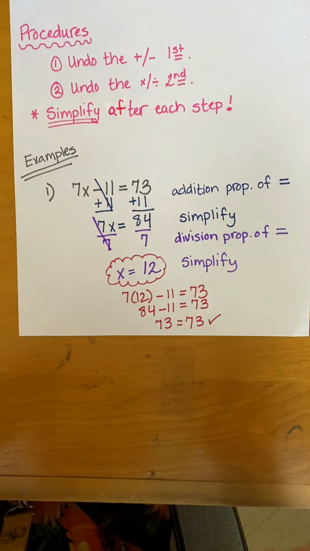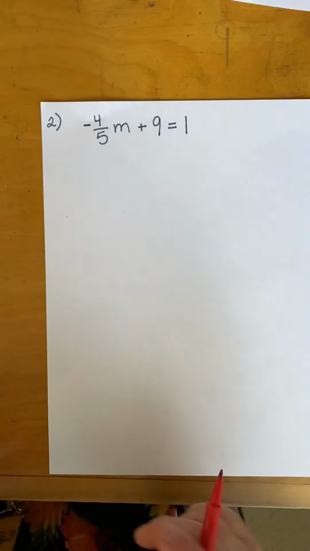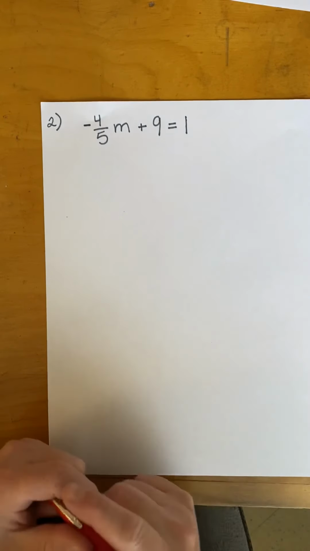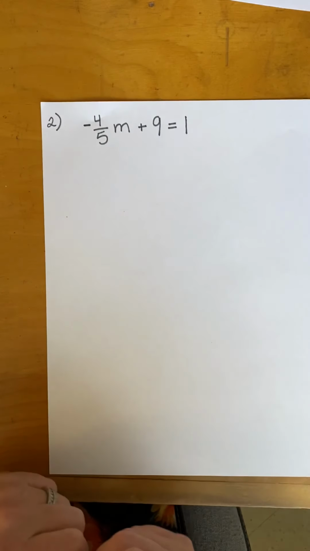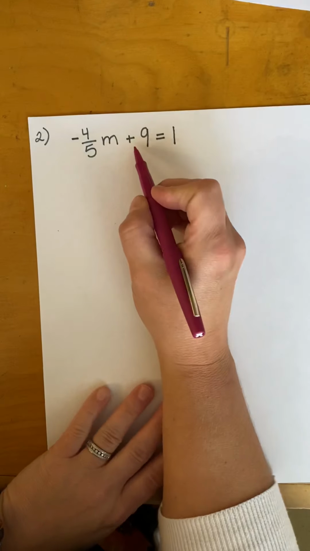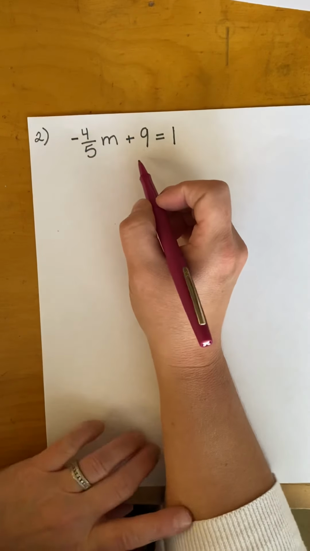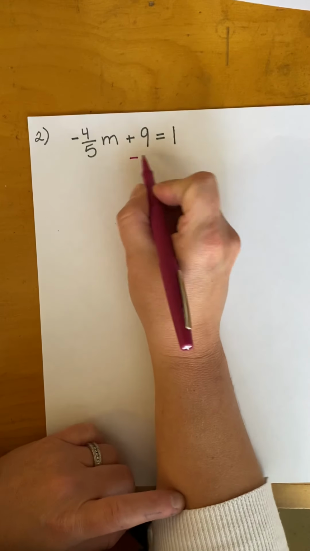All right, let's do another one. It's too easy for you guys. All right, so let's look at this one. I'm going to follow those same steps. This time I'm not going to label. You know what to do. We're going to undo the addition or subtraction. So see, I have this plus 9. Now I know this has a minus, but it's not a minus. It's a negative. That's a negative 4/5. So to undo the plus 9, I'm going to subtract 9.